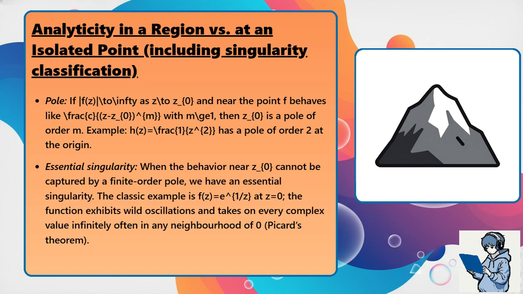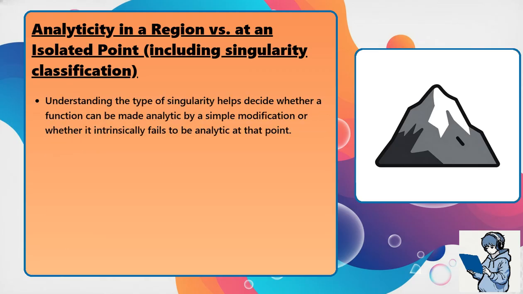Essential singularity. When the behavior near z₀ cannot be captured by a finite order pole, we have an essential singularity. The classic example is f(z) = e^(1/z) at 0. The function exhibits wild oscillations and takes on every complex value infinitely often in any neighborhood of 0, Picard's theorem. Understanding the type of singularity helps decide whether a function can be made analytic by a simple modification, or whether it intrinsically fails to be analytic at that point.